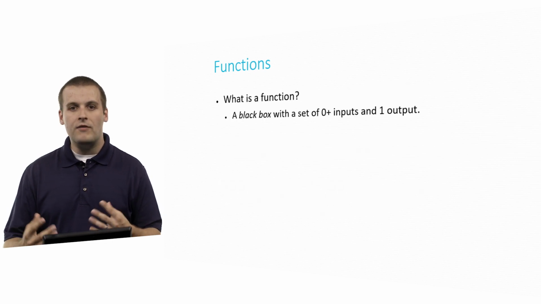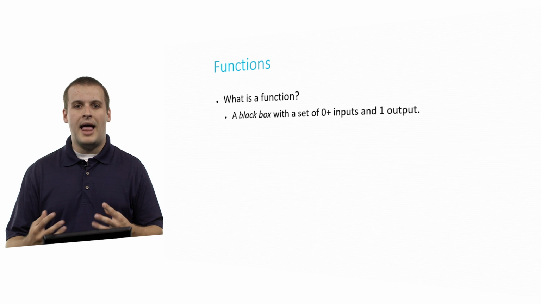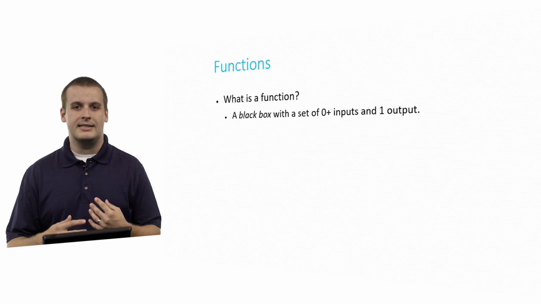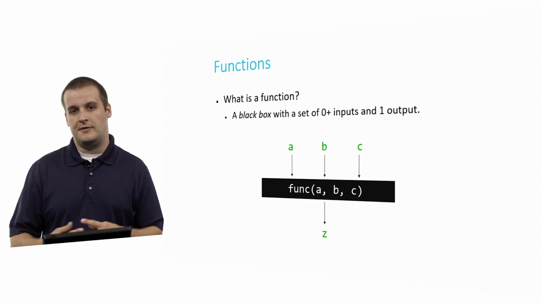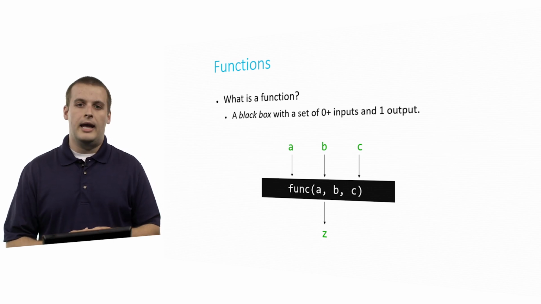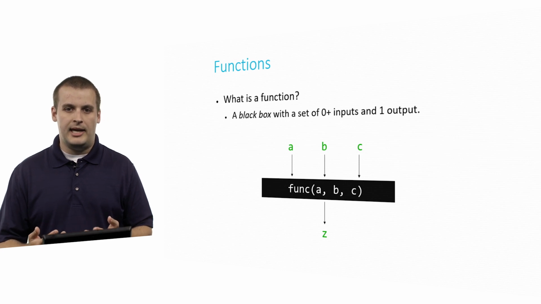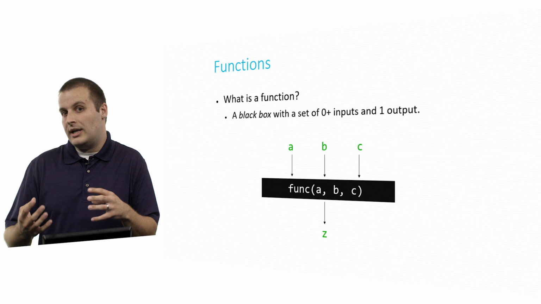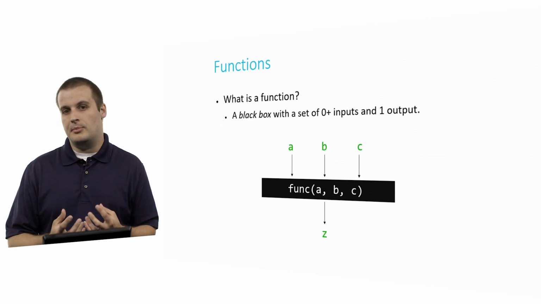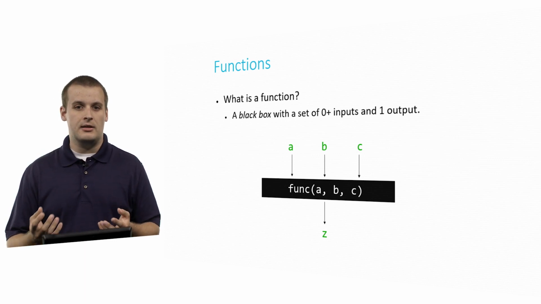What is a function? Well, a function is really nothing more than a black box that has a set of 0 or more inputs and a single output. So for example, this might be a function. This is a function called func, and it takes 3 inputs, A, B, and C. And inside that black box, we don't know exactly what it does, but it processes the inputs in some way, and it gives us a single output, in this case, Z.